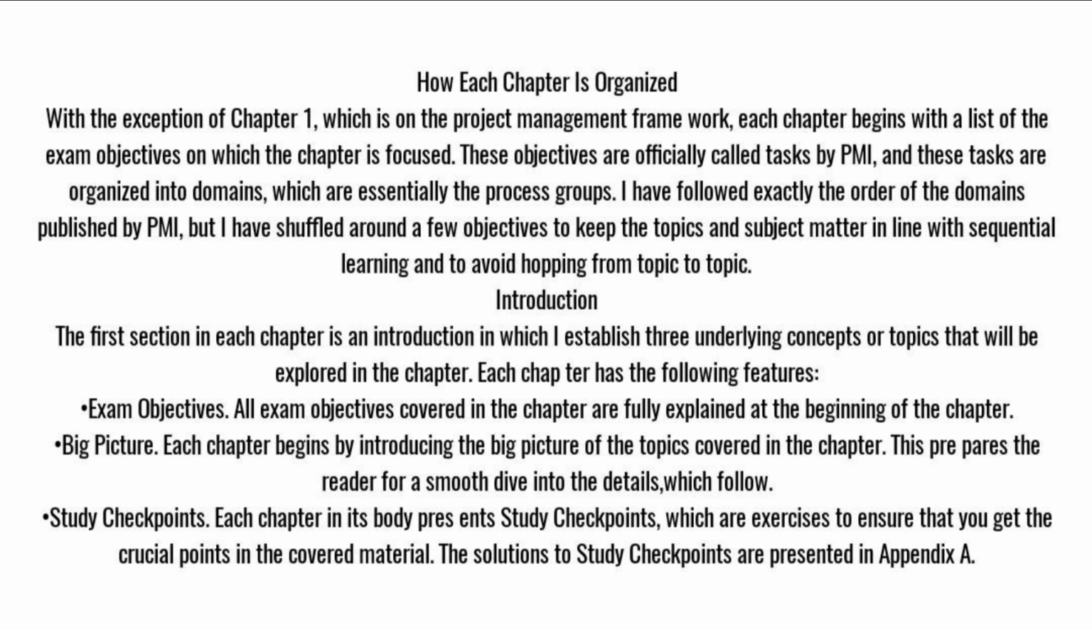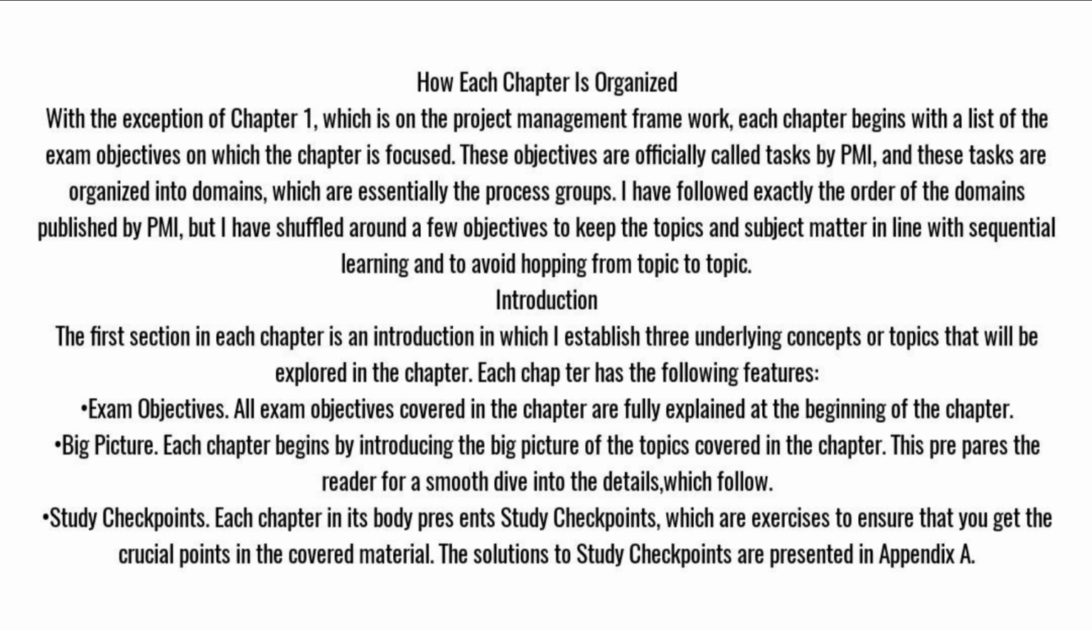How each chapter is organized. With the exception of Chapter 1, which is on the project management framework, each chapter begins with a list of the exam objectives on which the chapter is focused. These objectives are officially called tasks by PMI, and these tasks are organized into domains, which are essentially the process groups. I have followed exactly the order of the domains published by PMI, but I have shuffled around a few objectives to keep the topics and subject matter in line with sequential learning and to avoid hopping from topic to topic. Introduction. The first section in each chapter is an introduction in which I establish 3 underlying concepts or topics that will be explored in the chapter.